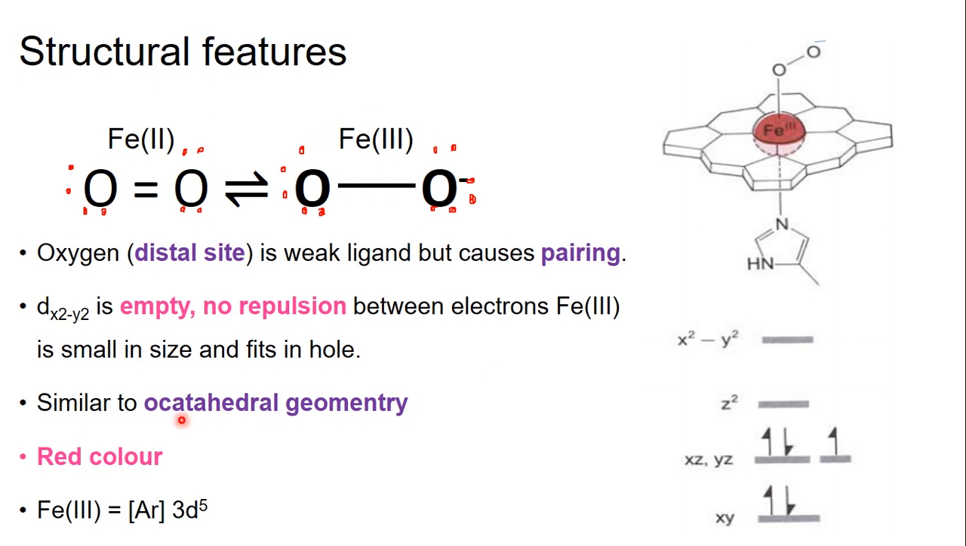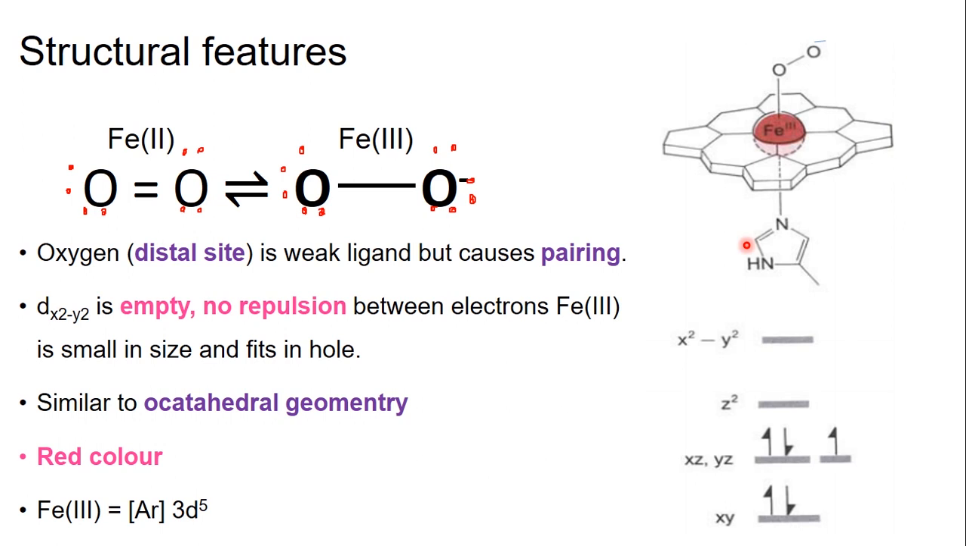So since it is Fe3+, the configuration is argon 3d5 and the configuration looks like this. It is causing pairing. So 1, 2, 3, 4 and 5. So there is pairing as you can see. Then as you can see, in this dx square minus y square, there are no electrons present. So earlier I mentioned that due to that electron, there is repulsion with the nitrogen atom electrons. But in this case, since there is no electron present here, there is no repulsion with the nitrogen atom. So since there is no electron-electron repulsion, the Fe is smaller in size and it fits into the hole provided by the porphyrin ring very well.